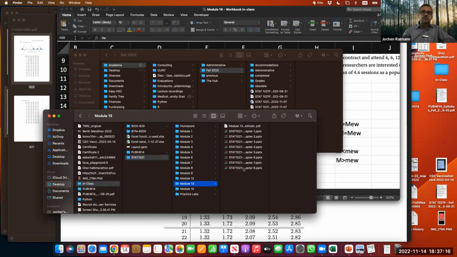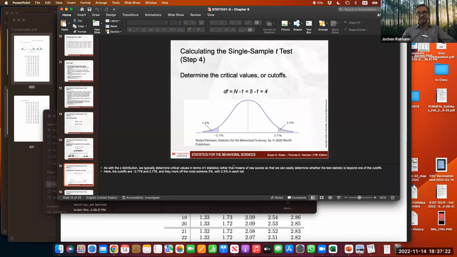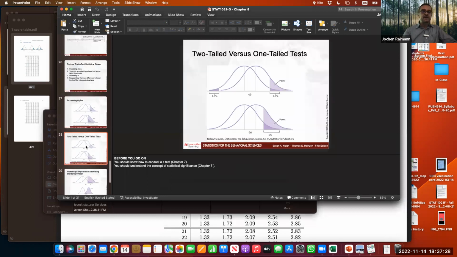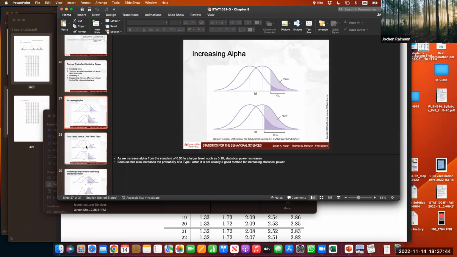We are actually getting more power, and this is on the midterm on Wednesday. Please review that. Do me that favor. So the factors that increase statistical power are increasing alpha, turning a two-tailed hypothesis into a one-tailed hypothesis, increasing the n, and exaggerating the differences. So when you think about power, you can increase the alpha. So you make it from a 5% alpha to a 10% alpha. Thereby, you get more of this zone of which you're basically rejecting.